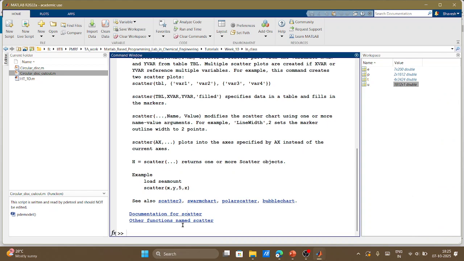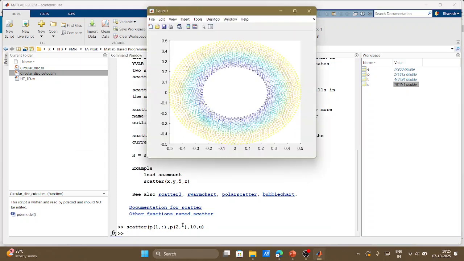So instead of the plain scatter, let's say I write scatter of the x, y coordinates, the size I'm putting as of now 10, and my u vector, which is my temperature vector, and then I plot it.